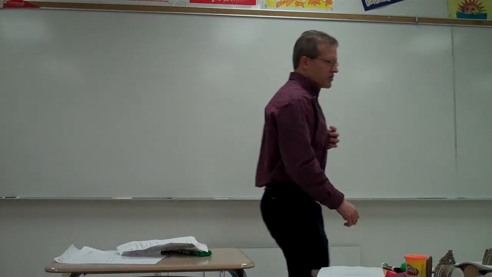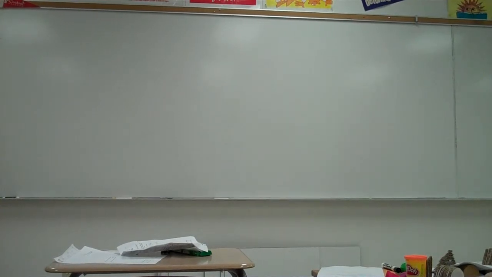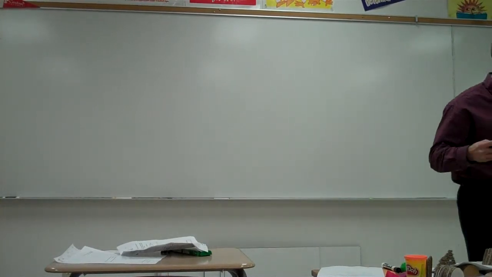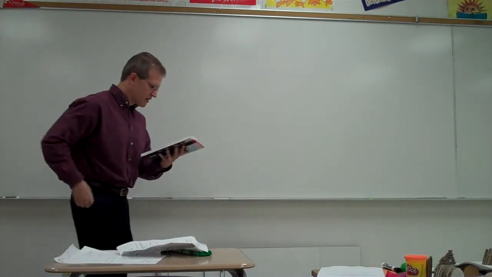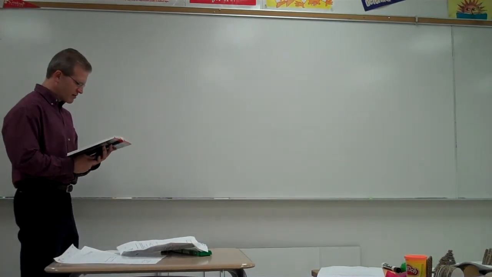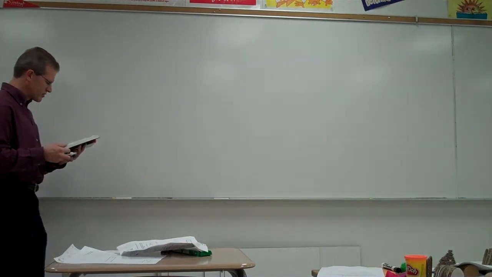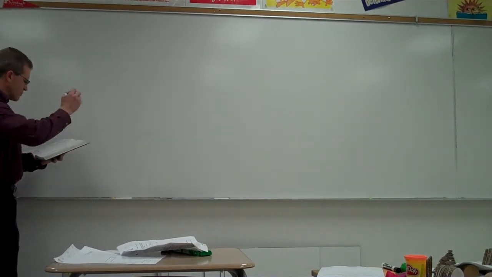Okay, we're on lesson 7.3. We're going to look at number 37 on page 392, and we're going to look at parts B and C. We're going to start with part B. Find the volume of the solid generated by revolving the region bounded by the parabola y equal x squared and the line y equal 1.